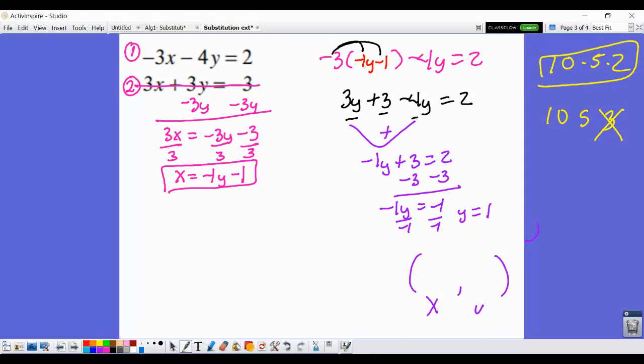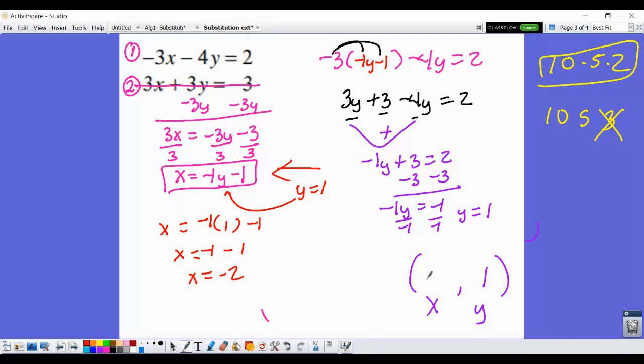Okay, so remember, this is an ordered pair. My solution is the intersection of the 2 lines. So I have y is 1. All right, so to finish up this problem, I'm going to go back to equation number 2. And I know that y equals 1, so it is going to go right there. So negative 1, there's a 1 minus 1. So that is negative 1 minus 1. So x is going to be a negative 2.